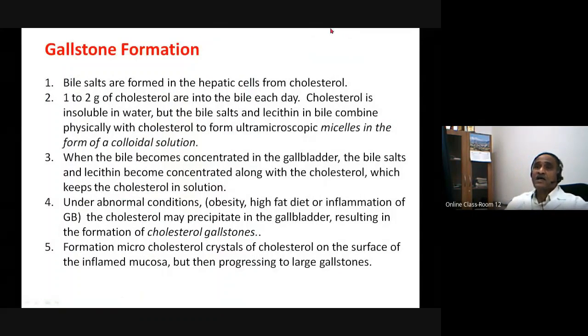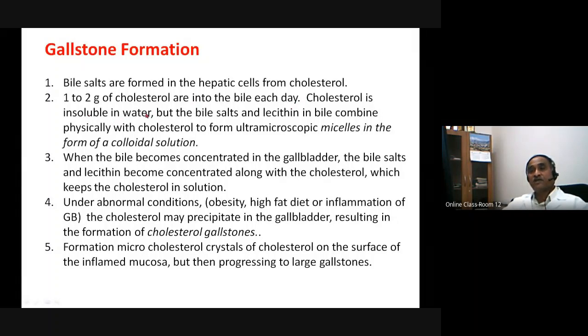Then a concept about the gallstone formation. Bile salts are formed in the hepatic cells. You already know these bile salts, while they are forming, nearly 1 to 2 grams of cholesterol is also being secreted in the bile each day as a product, because the hepatic cells make bile salts from cholesterol, and along with the bile salts, the cholesterol is also secreted.